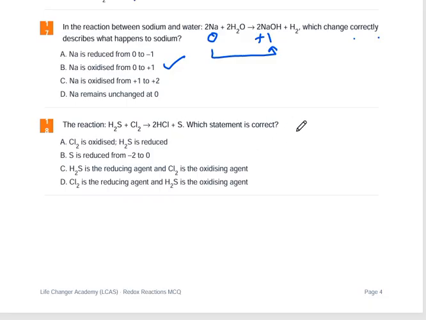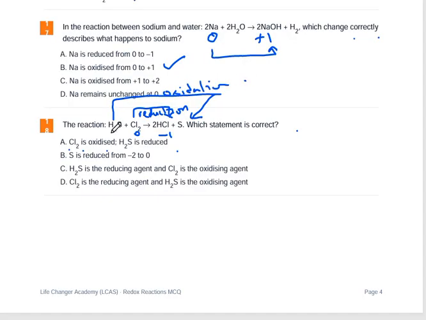The next one says, the reaction H2S plus Cl2 giving us 2HCl plus sulfur. Which statement is correct? A says Cl is oxidized, H2S is reduced. That's not correct. Generally speaking, chlorine is a non-metal. Non-metals are usually oxidizing agents, but we can use the valencies. Here chlorine is 0, here chlorine is -1. From 0 to -1 is reduction. So chlorine is reduced.